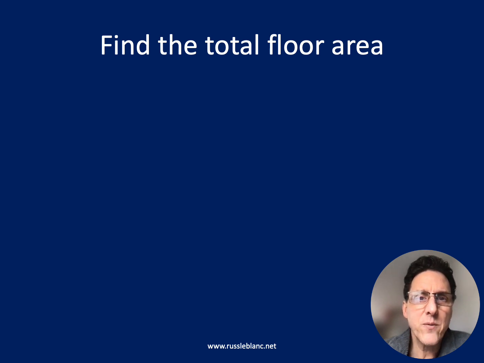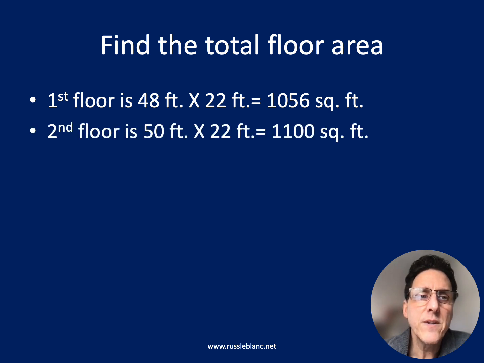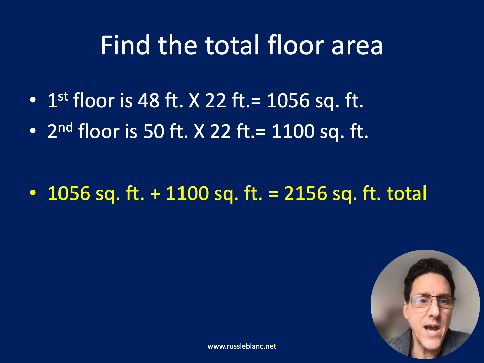All right, so the math works like this. First floor is 48 by 22 for a total of 1,056 square feet. Second floor is 50 by 22 for a total of 1,100 square feet. We have to add those 2 floors together. And that math works like this, right? 2,156 square feet total. That's the floor area. That's how you do it. If there was another floor, well, we would calculate the floor area for that floor and just add it into the mix.